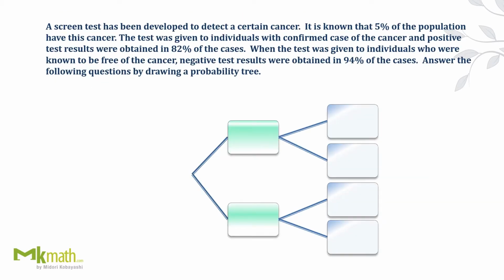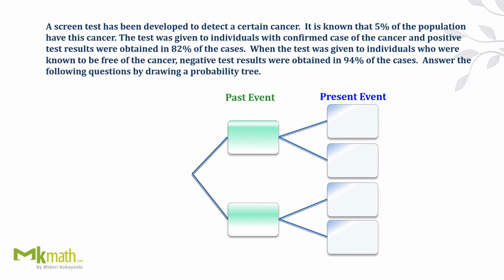Before reading each question, we'll start by constructing a probability tree for this question. Here's a template of a probability tree that we'll use. These are two levels and each has two branches. The first level should be the past event and the second level is the present event.